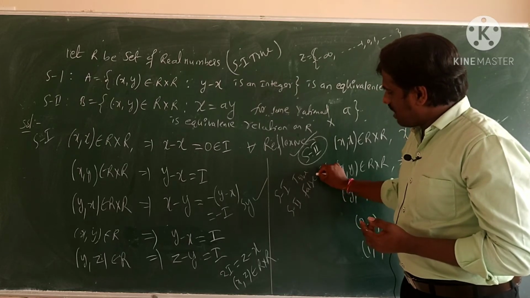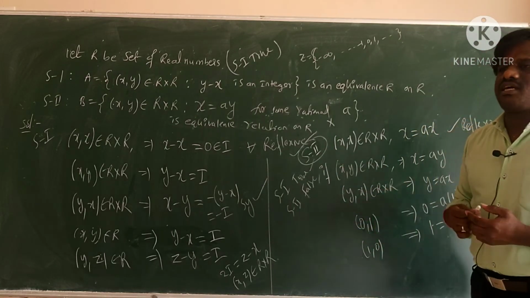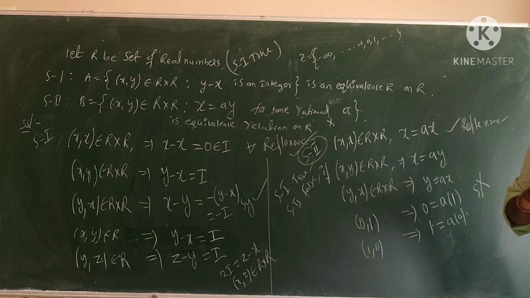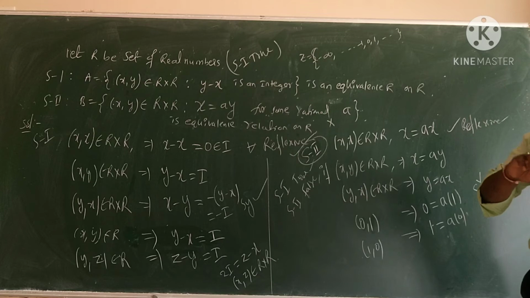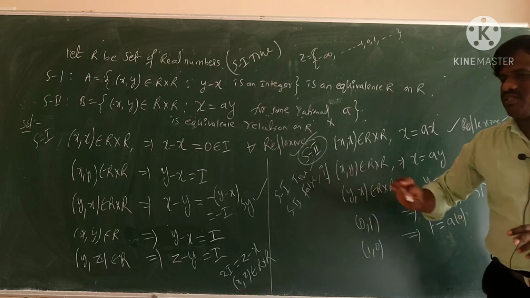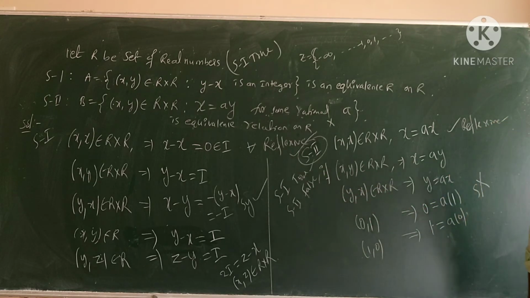So this option we have to go. Options are given like statement 1 true, statement 2 true, statement 1 false, statement 2 false, like that. They give an option, so we have to go for this option, right? Is it clear? Right.